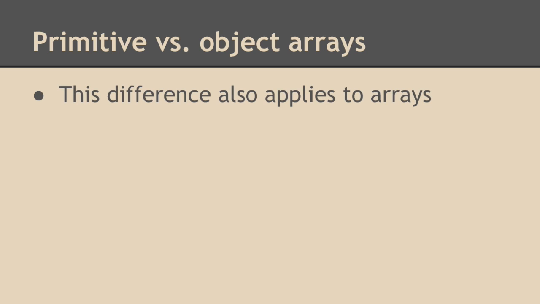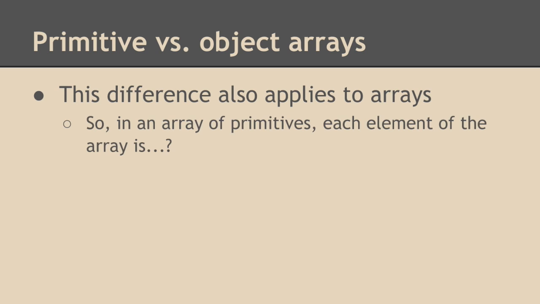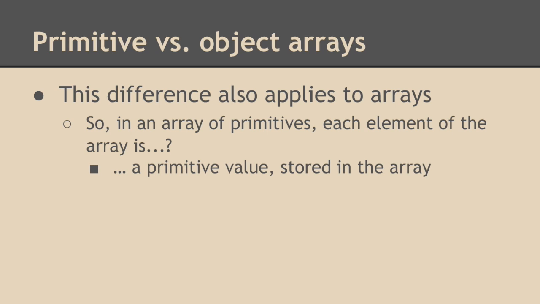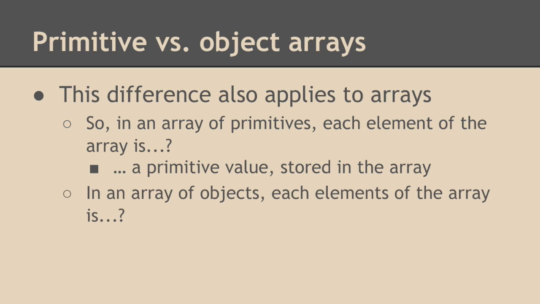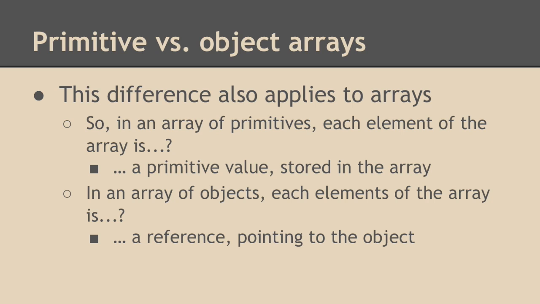So that difference also applies to arrays. So in an array of primitives, each element of the array is what? Well, a primitive value, so the values are actually stored in the array. If I have an array of booleans, each element of the array is actually a boolean. On the other hand, if I have an array of objects, every one of the elements in the array is what? Well, it's a reference that actually points to an object. So the values aren't really in the array, just the addresses where they are is in the array.